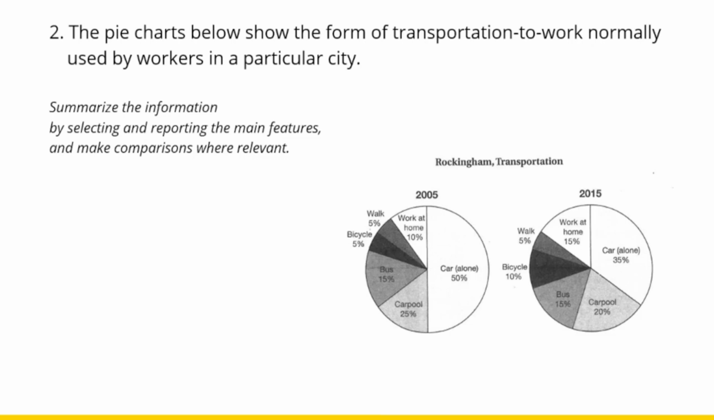So for example, walking was 5%, and it seems that it remains the same in 2015. And bus, let's see, bus is also the same. And carpool, let's see, it used to be 25% and now it's 20%. So it decreased in 2015. So the most important thing to do when you have this kind of task, read your topic very carefully, understand the main idea, and then start analyzing your charts, your graphics.